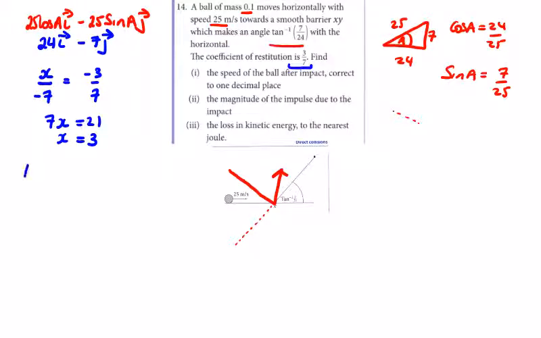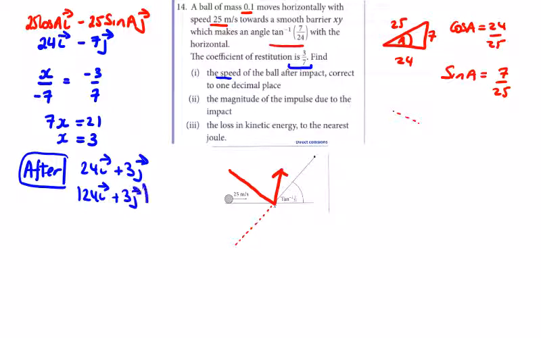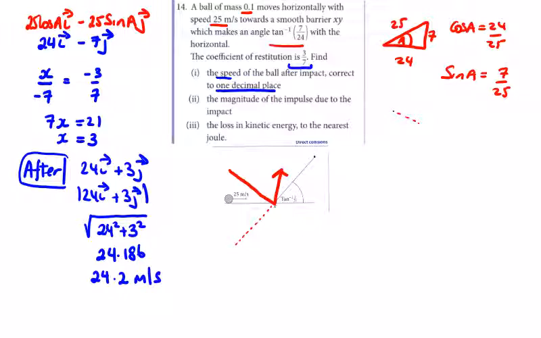So after impact, we're going to have 24i plus 3j. And we're looking for the speed, so the magnitude of 24i plus 3j is going to be the square root of 24 squared plus 3 squared. There's a clue on the question here, it doesn't work out evenly, one decimal place, so type this into a calculator. You get 24.186, correct to one decimal place, 24.2 meters per second for the speed after impact.